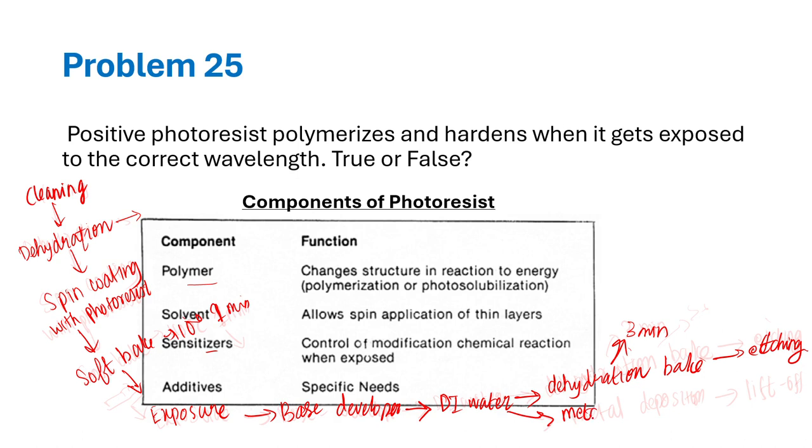But if we want to deposit a pattern, any metal on the surface, then we will not do any dehydration bake. We want the photoresist to be still soluble in the solvents, so we'll just go with metal deposition. Then we will remove the photoresist by dipping it in solvent by the process called lift off. So if we want to do any etching process, we will do the dehydration bake to solidify the resist. Otherwise we will not solidify the resist. So this is a general process flow in which we process the wafer.